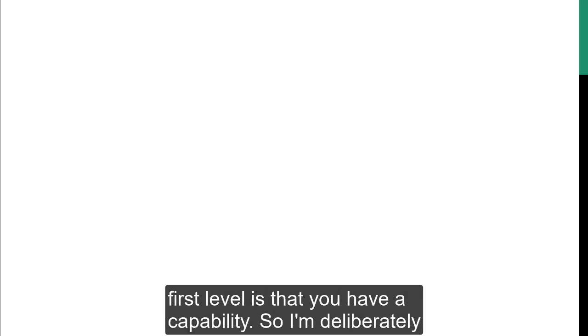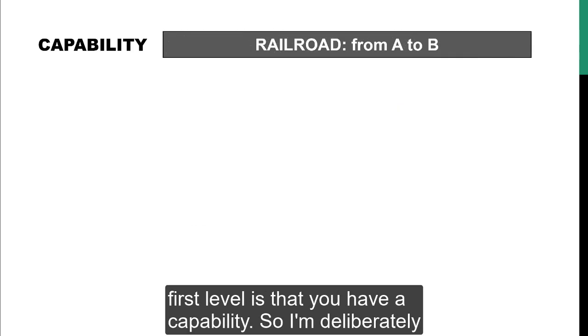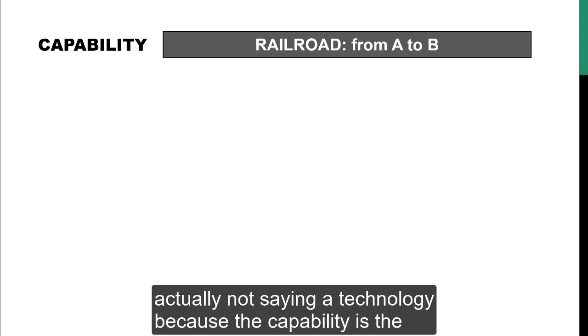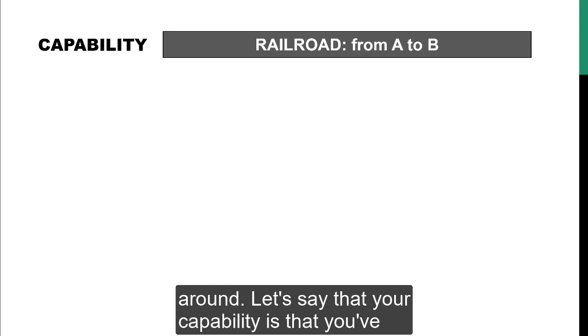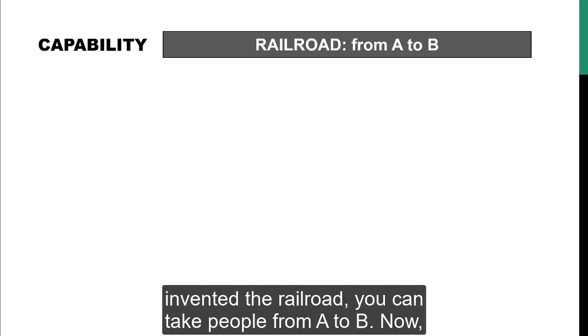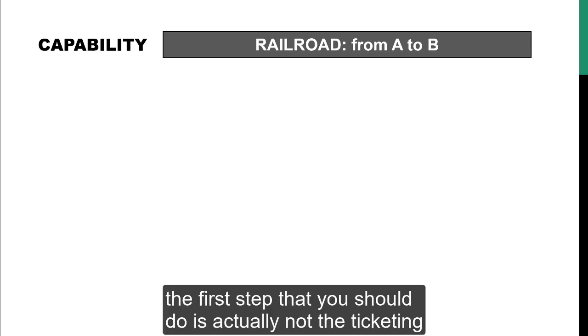So the first level is that you have a capability. I'm deliberately not saying a technology, because the capability is the technology plus all the service that you can wrap around it. Let's say your capability is that you've invented the railroad, you can take people from A to B. Now, the first step that you should do is actually not the ticketing structure.